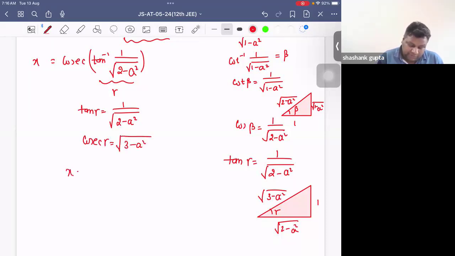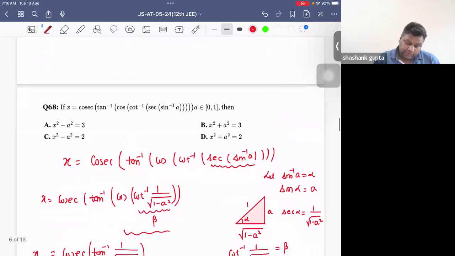That means x is what? Under root of 3 minus A square. So if you simplify, x square plus A square is going to be 3.